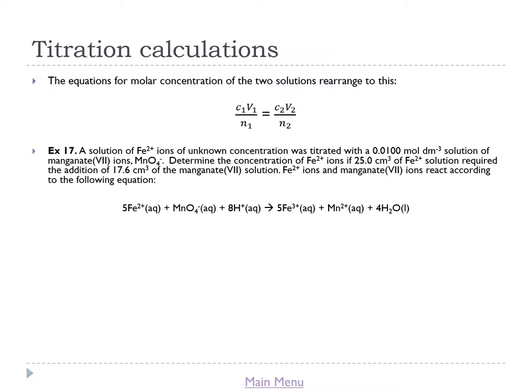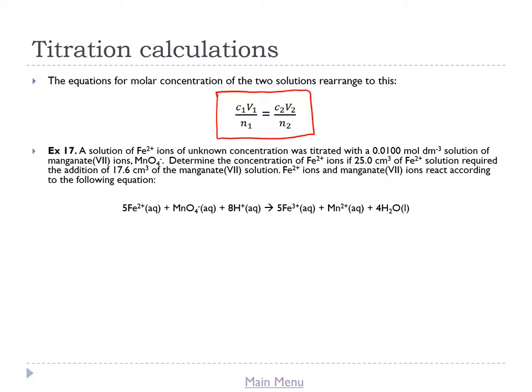Titration calculations. If we combine the equation to calculate the number of moles present in a solution, that is number of moles equals concentration times volume, and then we combine that with the idea of mole ratios, so we divide the number of moles by the number of that substance that's in the equation, we can end up with an equation that looks like this, where we say C1 V1 over N1 equals C2 V2 over N2. And this equation is going to be used to help us solve titration calculations.